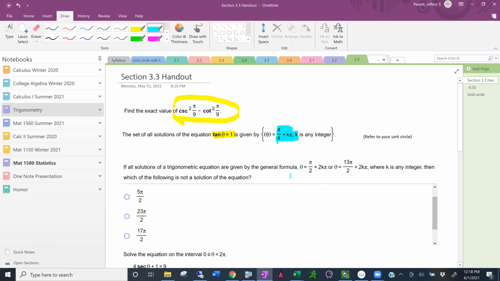In this next one, we've got solutions of this form. There's 2 of them. Theta equals pi over 2 plus 2k pi, or theta equals 13 pi over 2 plus 2k pi. It says, which of the following is not a solution? So let's play around with that a little bit and see if we can figure out which one of these is not a solution. To do that, what we're really going to have to do is plug in some values of k to find what angles are in that solution set.